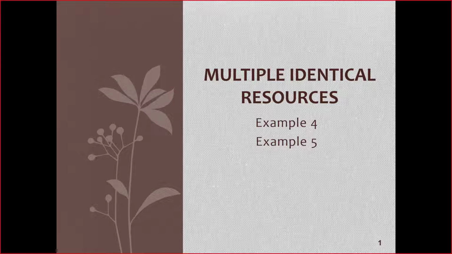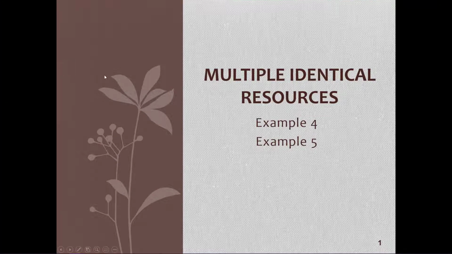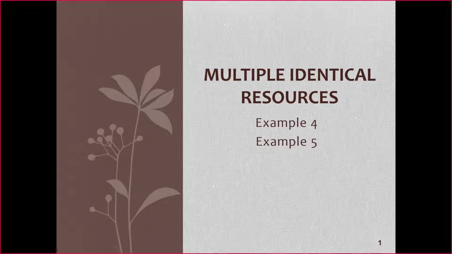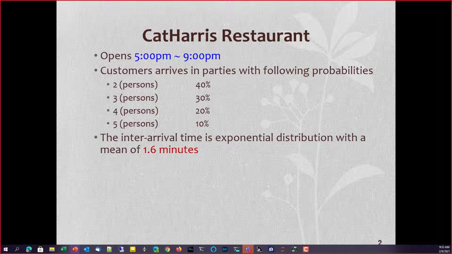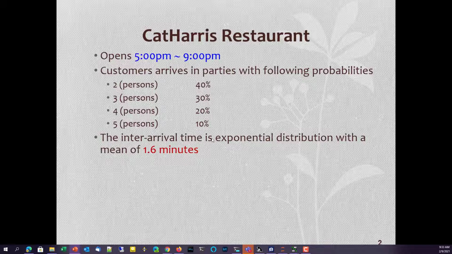So this is today's two more examples, a really simple example, similar to the last one, but we go a little bit faster. See if you can follow our pace. Here is the so-called Care Harris restaurant, which is only open for dinner from 5 to 9 o'clock. Customers arrive by parties: there's a 40% chance a 2-person party arrives, 30% a party of 3, 20% a party of 4, and 10% a party of 5. The inter-arrival time is exponentially distributed with 1.6 minutes on average.